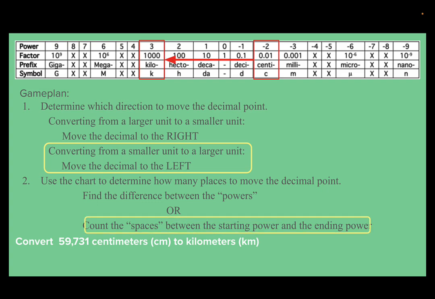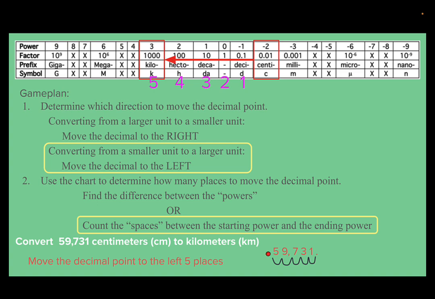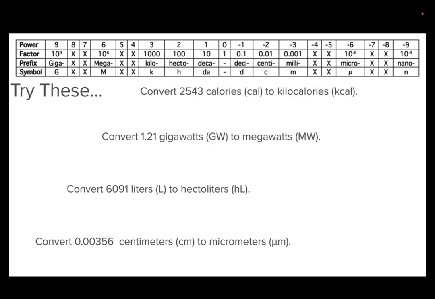Now use the chart to determine how many places to move the decimal point. This time, let's count the spaces between the starting power and the ending power, just like moving a piece when playing a board game. There are 1, 2, 3, 4, 5 spaces between these two prefixes. To convert 59,731 centimeters to kilometers, move the decimal point 5 places to the left. There are 0.59731 kilometers in 59,731 centimeters.